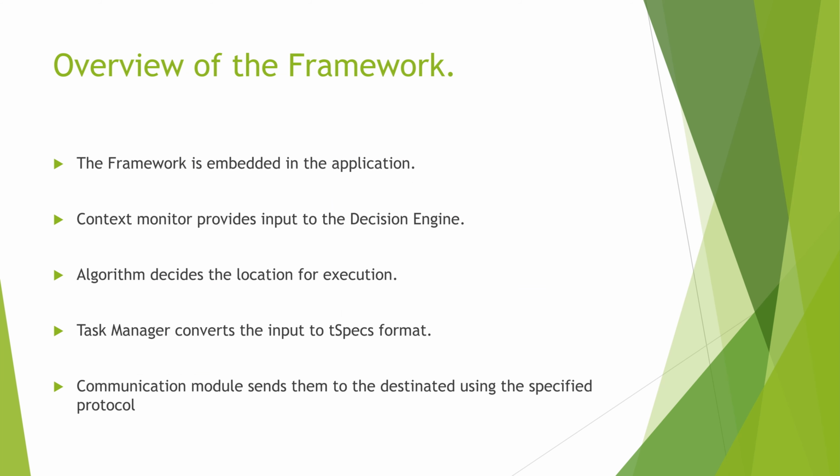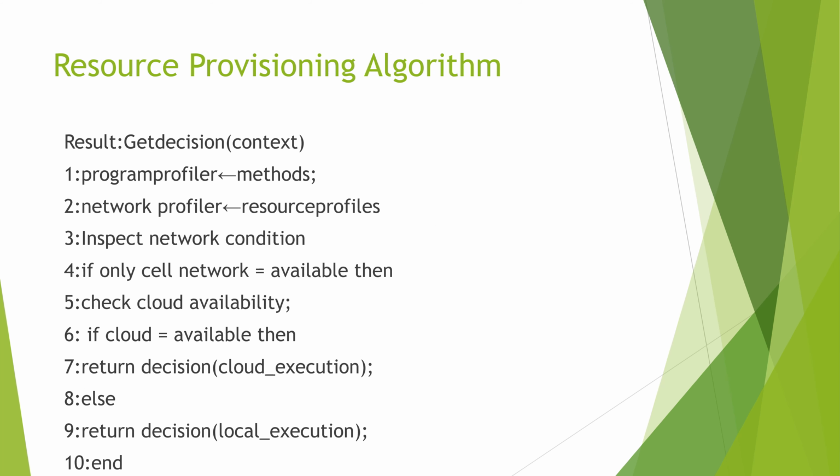The overview of the framework is that the framework is embedded in the application. The context monitor provides the input to the decision engine. Based on the strategy provided in the algorithm, the location for execution is chosen and the information is sent to the task manager, which converts the following information with the necessary library files to JSON schema and sends them to the communication module. Lines 1 and 2 fetch the information from the context manager.